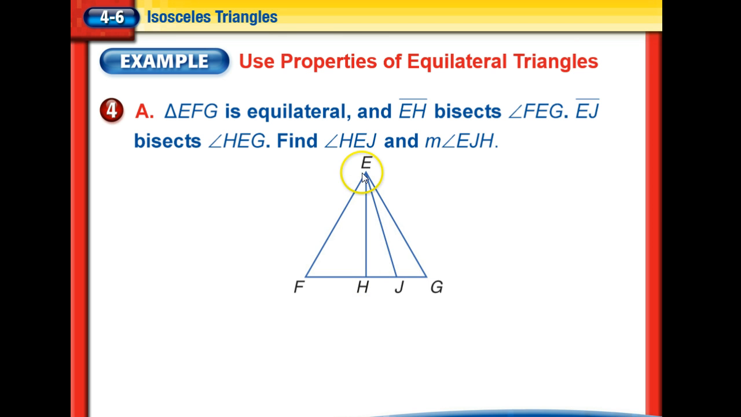Okay, so again, we said that this was 60 and that EH bisects angle FEG. So that made this 30, FEH is 30. That also means that HEG is 30. And since EJ bisects that, half of 30 is 15. So angle HEJ, this little angle right here, is 15 degrees. Now they want us to find the measure of angle EJH.